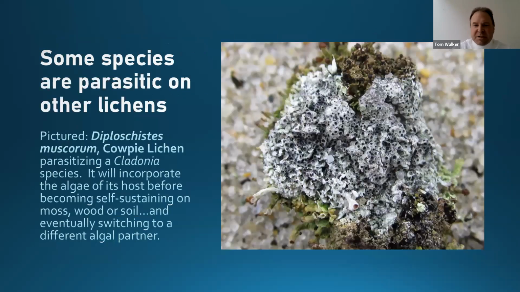And then some lichens are parasitic on other lichens. This one is called cowpie lichen, a very strange name, but it is parasitizing a Cladonia lichen. What it does is it incorporates the algae of its host and then eventually becomes self-sustaining on moss, wood, or soil and then switches its green algae pattern.